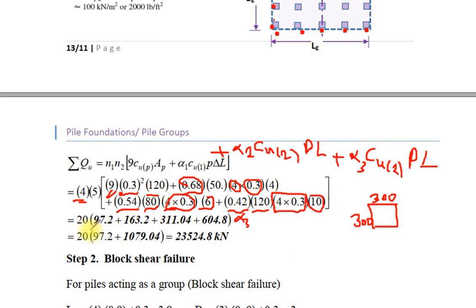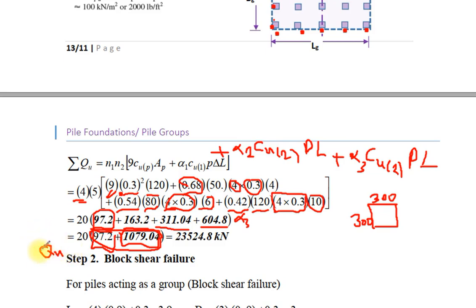We get 97 is the QP, QS1, QS2, QS3. The total QS equal to 1079 and the QP equal to 97.2. QS plus QP gives us Q ultimate for single pile.